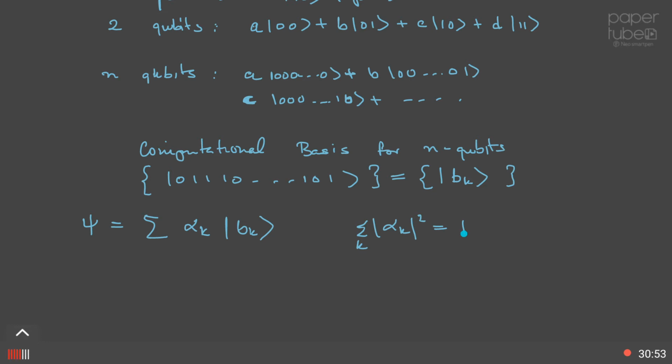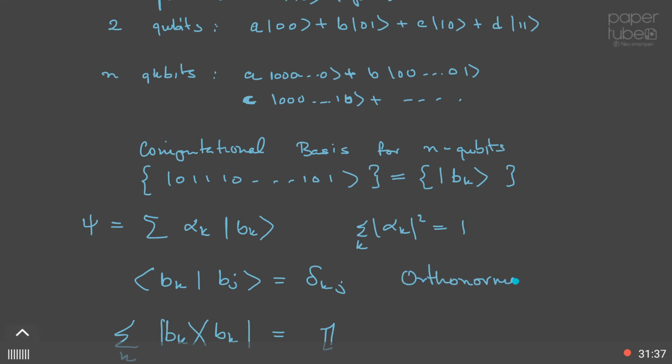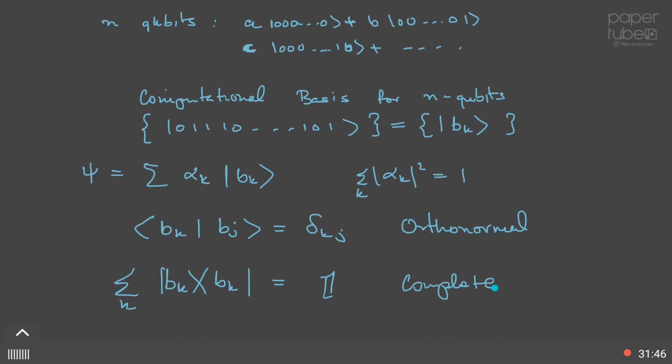Okay. Now the thing about the computational basis or any other basis in Hilbert space is that it is orthonormal, so we have things like the inner product of b k and b j is delta kj. Also, we have the completeness relationship: the sum over k of b k, b k is just an identity. So that's a complete orthonormal basis. Complete meaning it includes the whole space. That's what it means to be identity. It has support on every part of the space.